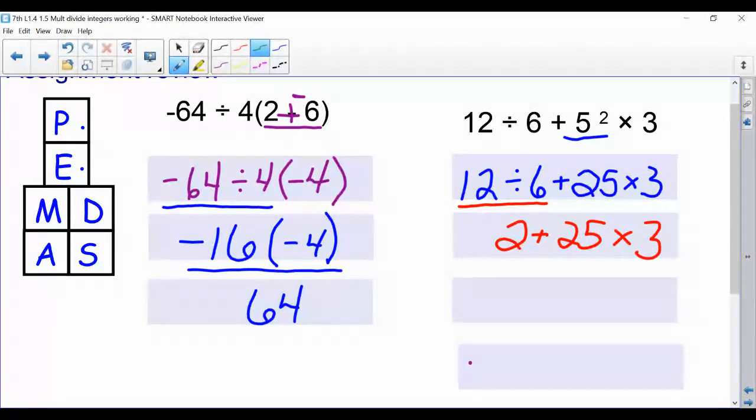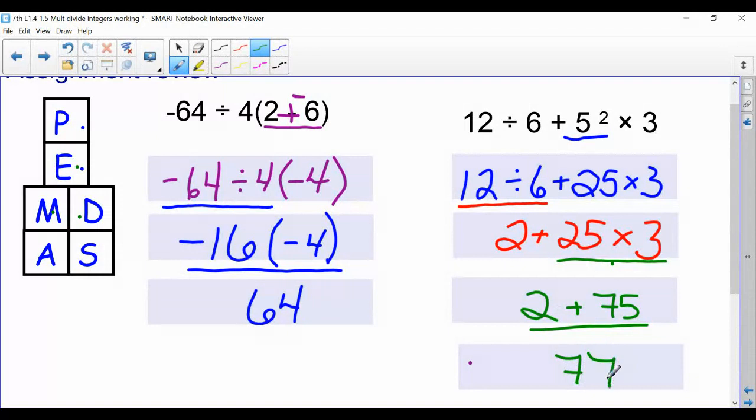Okay, go back to the orders of operations again. There's no parentheses, no exponents, but there is multiplication or division. We have 25 times 3. So 25 times 3 is 75. And then plus 2 in front. And our last problem says 2 plus 75, and the answer to that is 77.